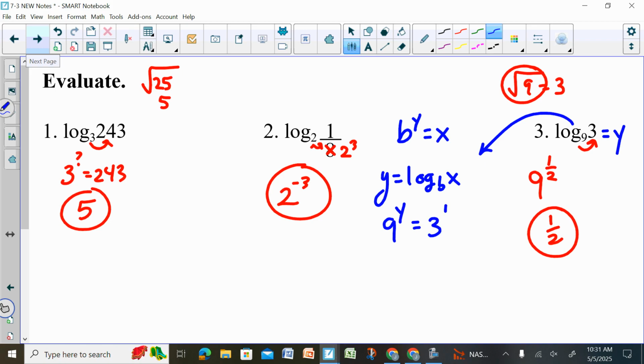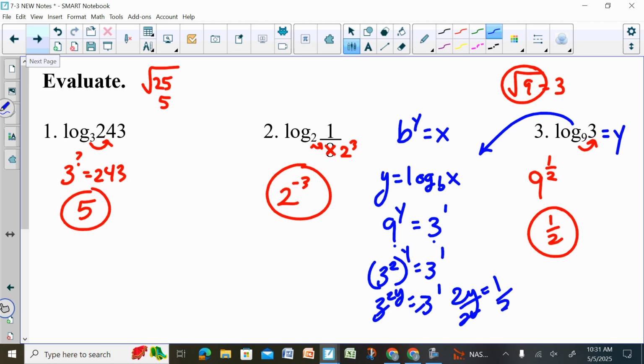And you can resort back to saying, well, I can get these to be common bases. And once I have common bases, 3 to the 2y is equal to 3 to the 1st. And then we solve this equation. That's just a lot of work for something that if you just stick with it and think it through, you can do. But you do have that option of writing an exponential equation, and it should work for you. All of these evaluates work, okay?